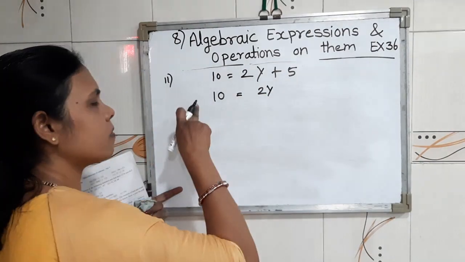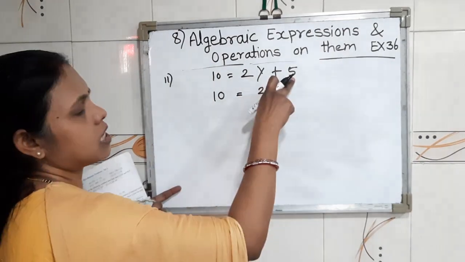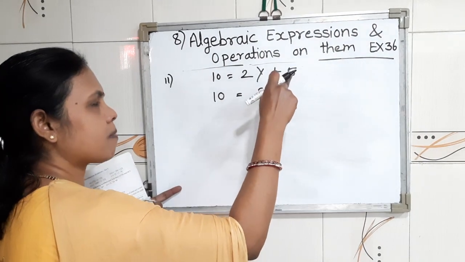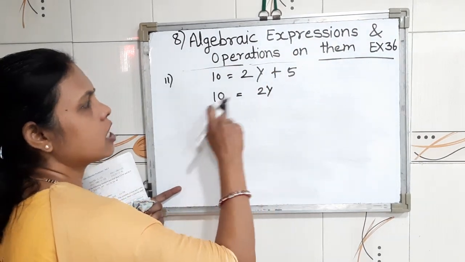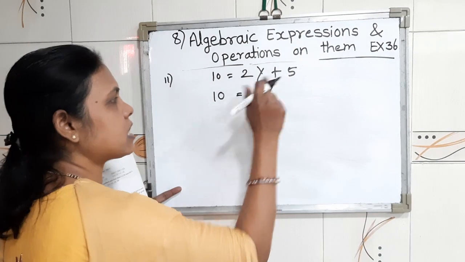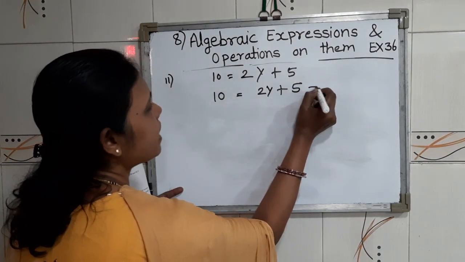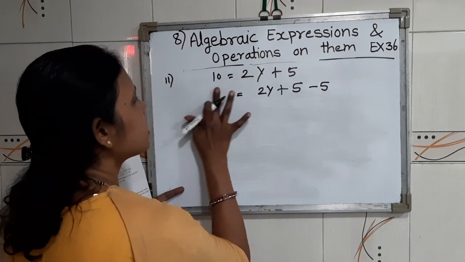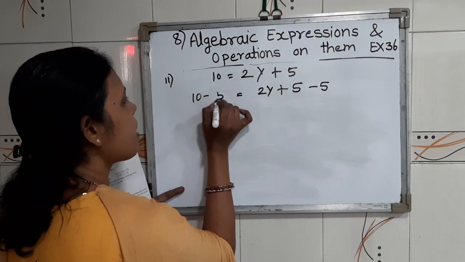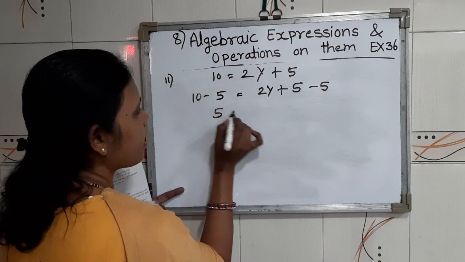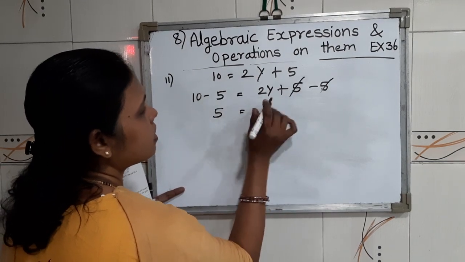Plus 5, when we take it to the left hand side, because it is on the right hand side, the sign of 5 will change. Therefore, here we will write minus 5 and this side also 10 minus 5. 10 minus 5, 5. Here 5 cancels. 2y.